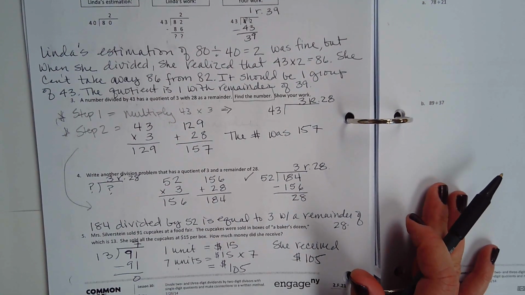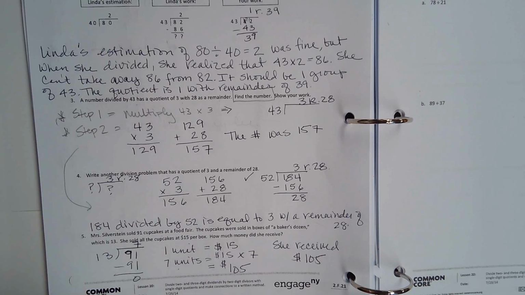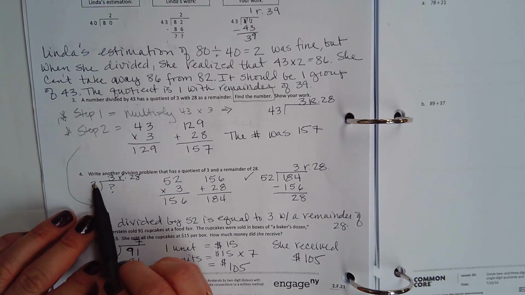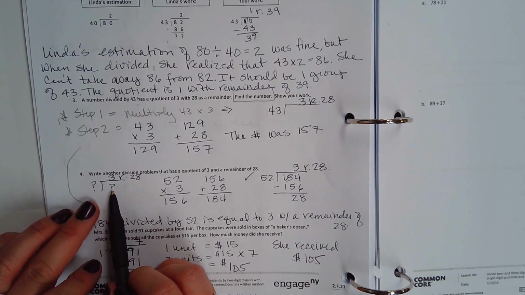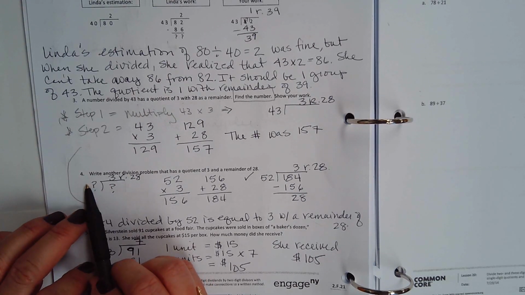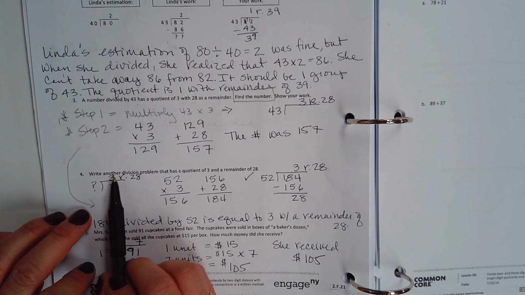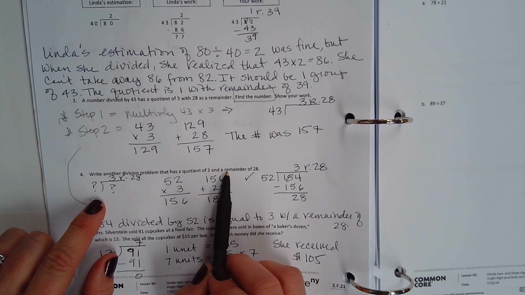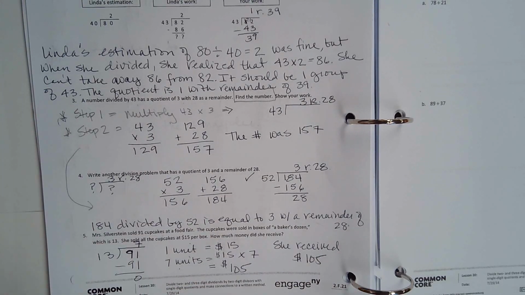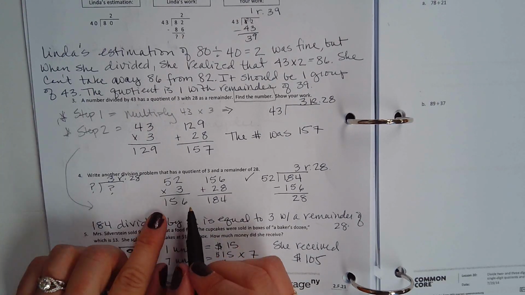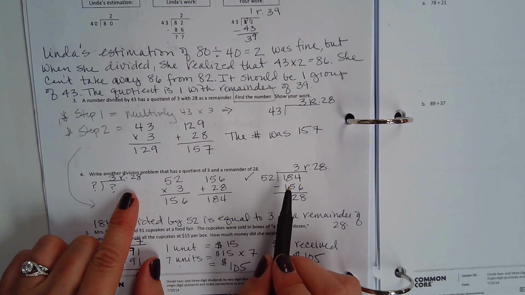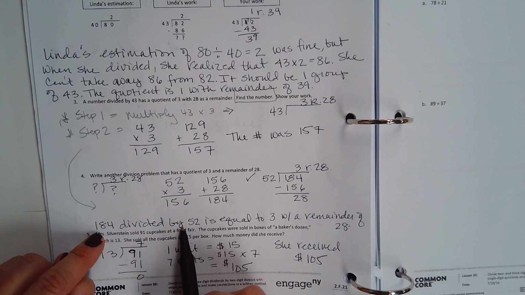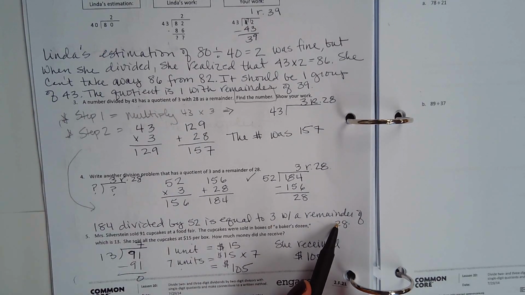Here is another problem that I believe is on the end of the unit test. They are going to give you a problem. They're not going to tell you what is inside the dividend or the divisor, but just give you the answer. So you're going to write another division problem that has a quotient of 3 and a remainder of 28. Let me tell you how I went about doing that. 184 divided by 52 is equal to 3 with a remainder of 28.